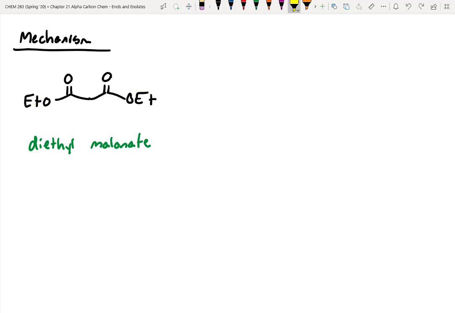And what we're going to do in the first step is treat this with a base. And just like with the Claisen condensation, we want to make sure that this base matches whatever our ester is, right? We don't want to do any transesterification. And the most acidic protons that we have are these ones in the middle. So we're going to go after these protons that are alpha to both carbonyls, and we're going to make an enolate.